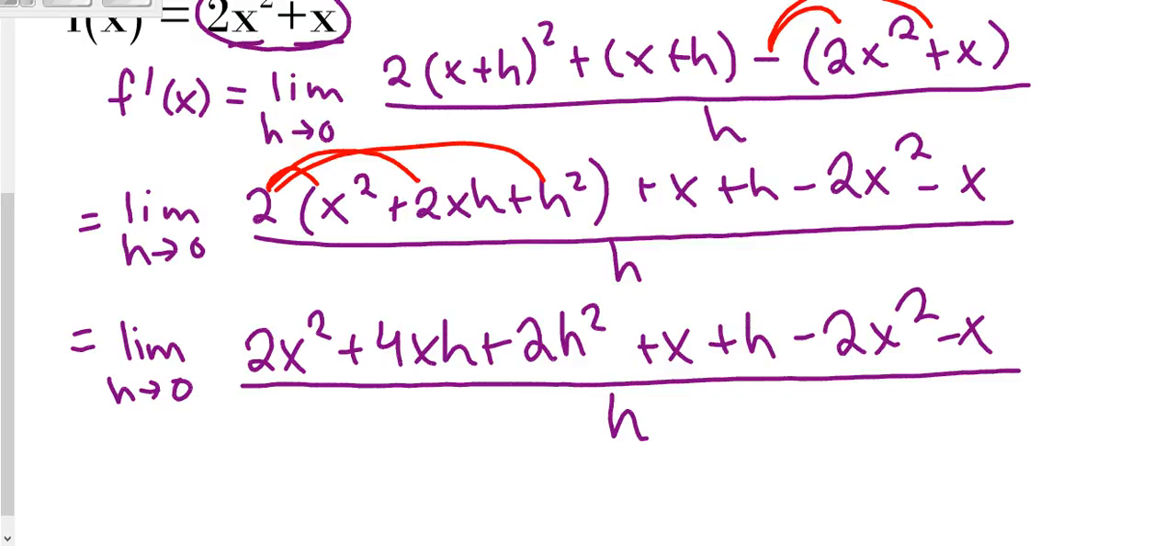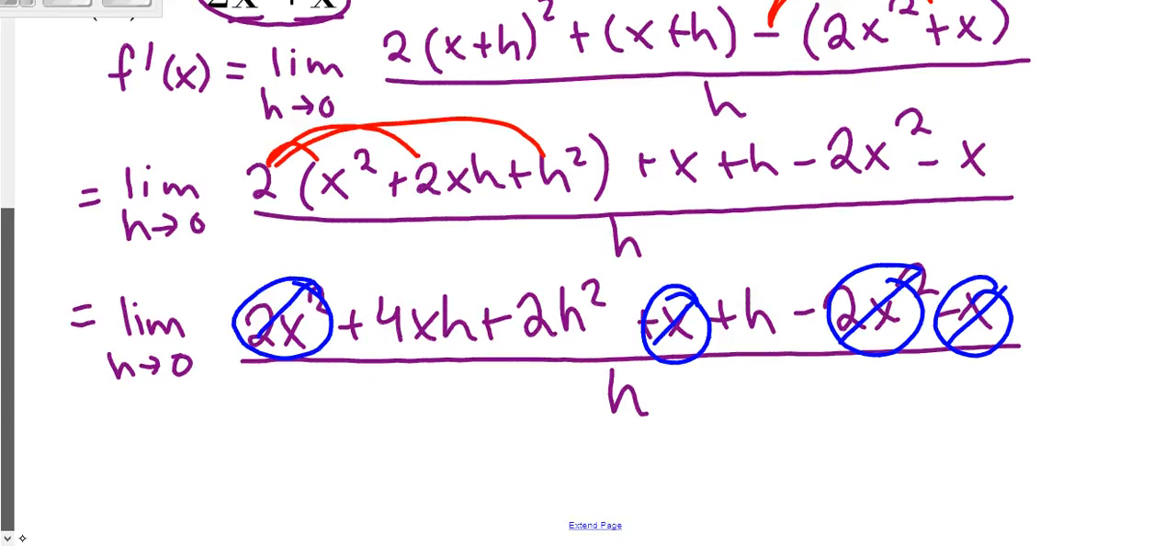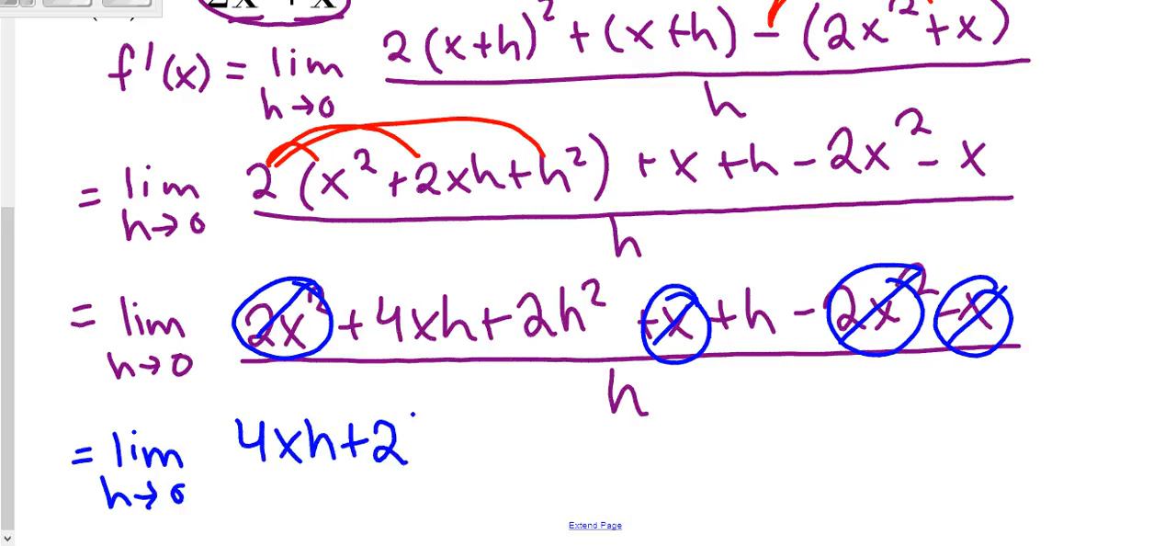Now is here where we combine our like terms and cancel things out. Positive x, negative x, gone and gone. Positive 2x squared, negative 2x squared, gone and gone. So we can rewrite this limit as it is still a limit because h is still there. The limit as h approaches 0 of 4xh plus 2h squared plus h. All of this is still over h.